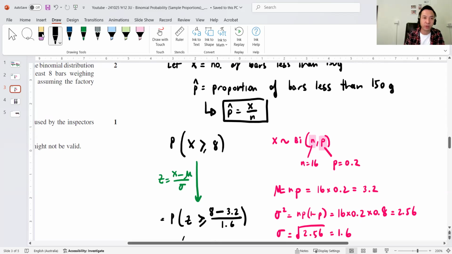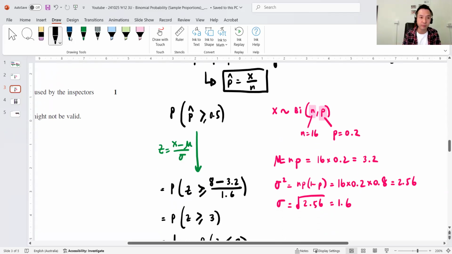Now, when I do my probability, it used to be find the probability that I want greater than 8 out of 16, which is half. So I want the probability that the proportion of bars is greater than 0.5. Does that make sense? Because 8 out of 16 proportionally is 0.5. And with that in mind, I'm going to need a mu p over here to standardize it.